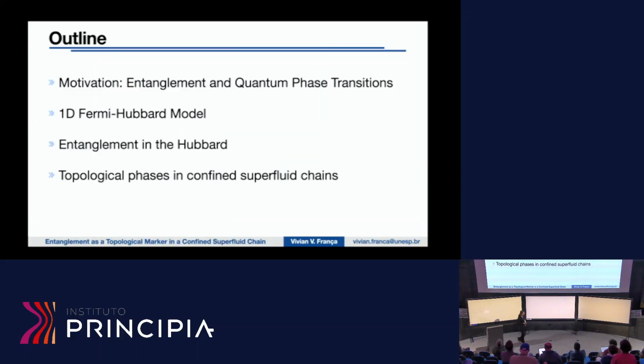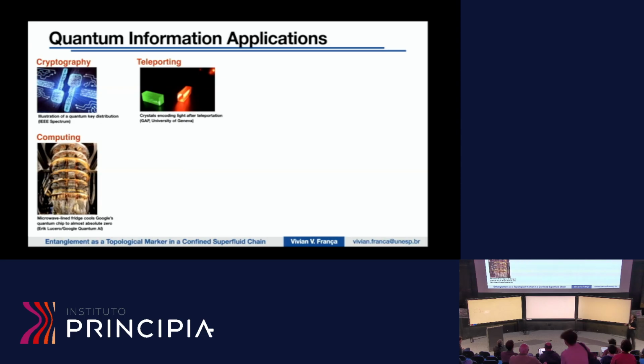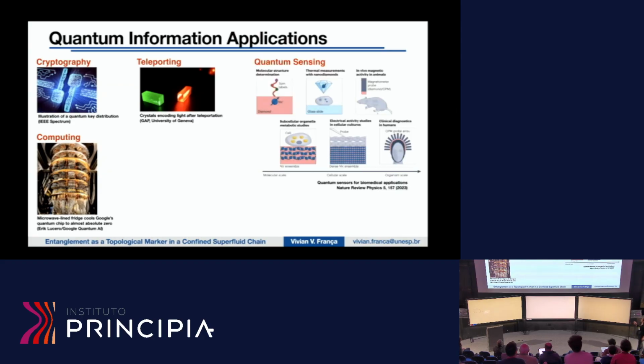All right. So when we think about the possible applications of these quantum information concepts, in general, we consider these more famous things, for example, quantum cryptography, quantum teleportation, or quantum computing. More recently, you also have these interesting applications where you use quantum information concepts inside quantum sensors, in particular for biomedical applications.